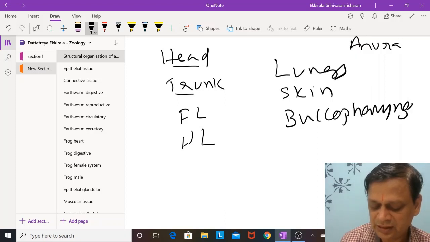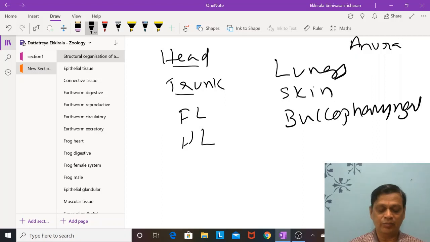So it has lungs, skin, and buccopharyngeal cavity. Then respiration, when it is in hibernation and estivation, only skin is used. In larval stages, gills are used. In adults, all these three are used, and skin is very important. That's why the skin of the frog is called the master of all trades.